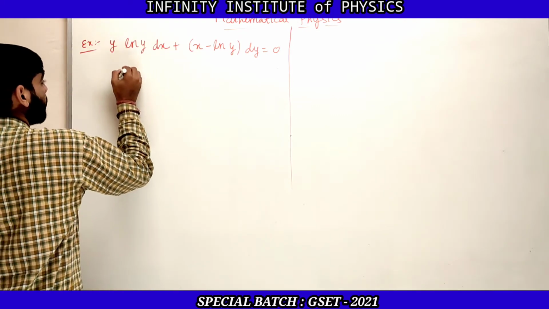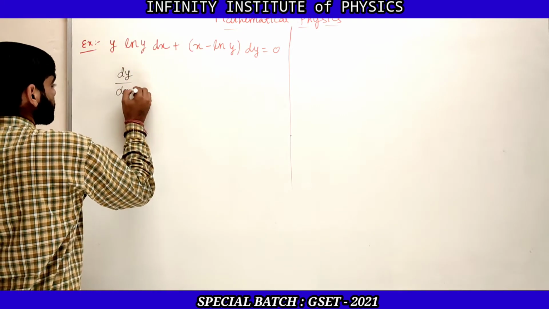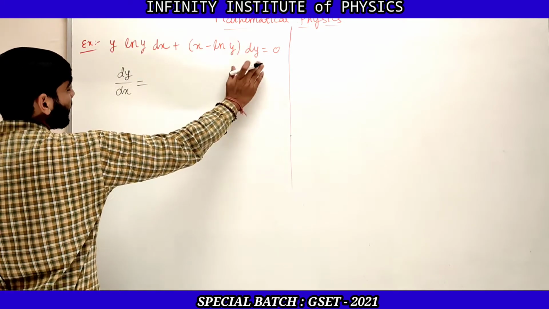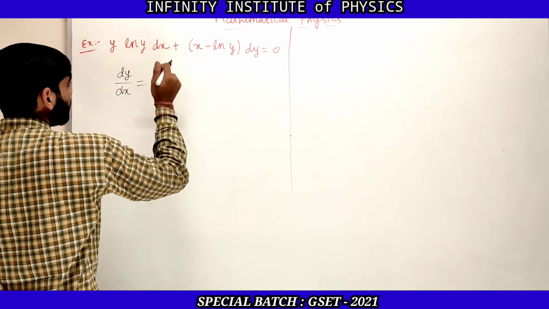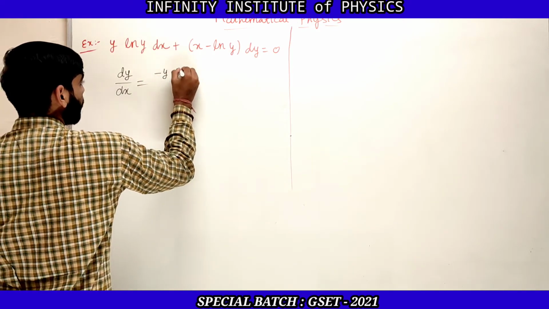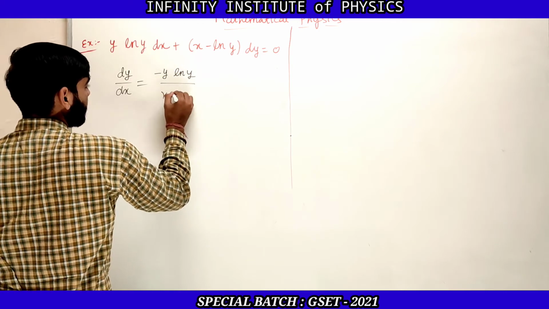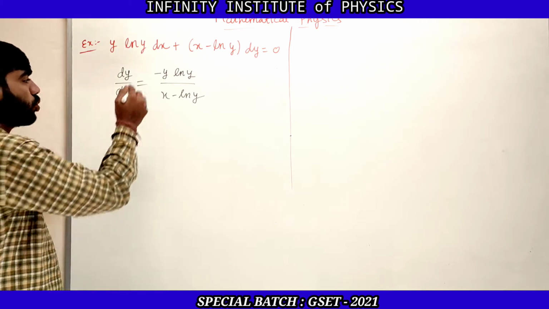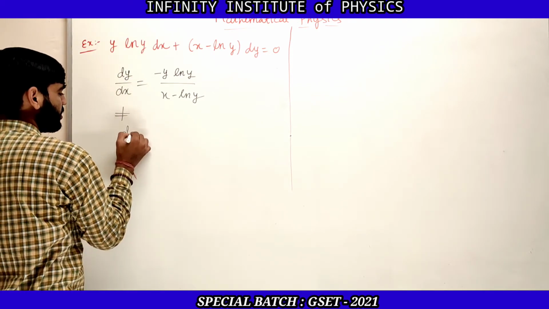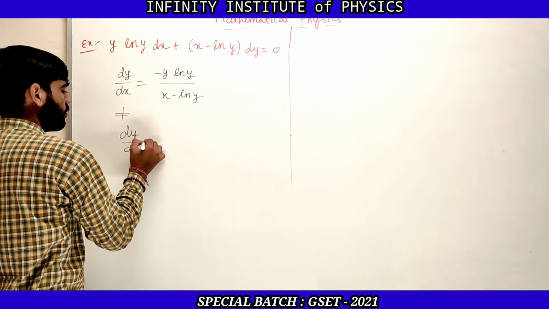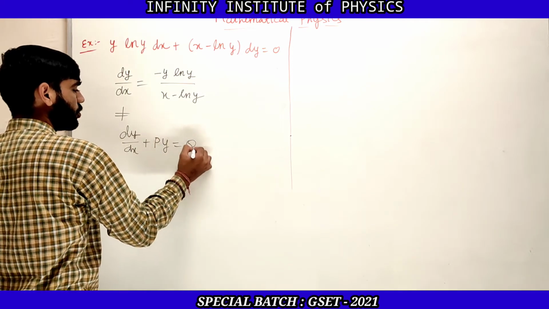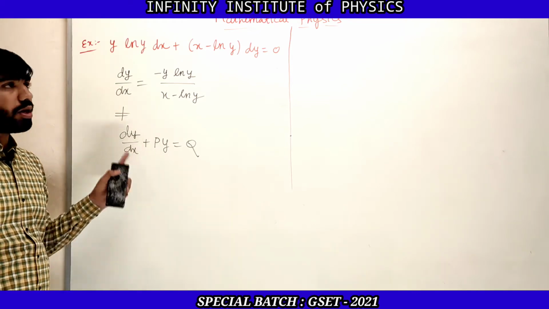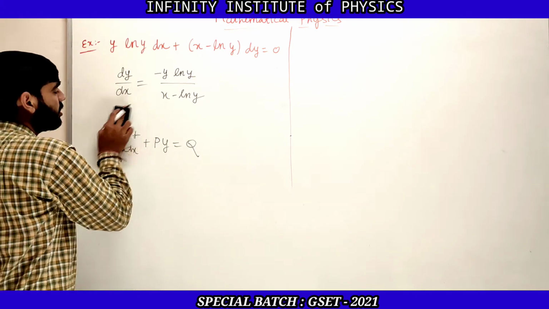So let us write down dy by dx. Let us make dy by dx the subject. Then this will be minus y log y upon x minus log y. Now you cannot write this equation as dy by dx plus py is equal to q. You can't write this equation in this form, and that's why it is not linear in y.